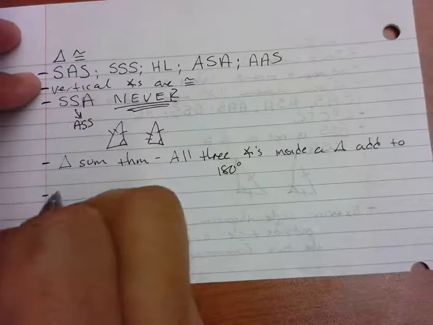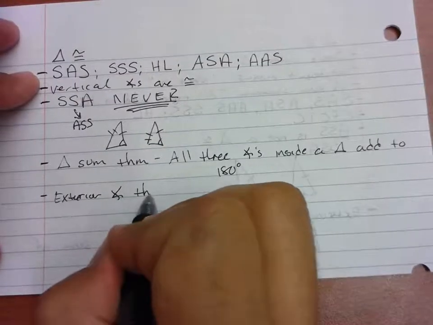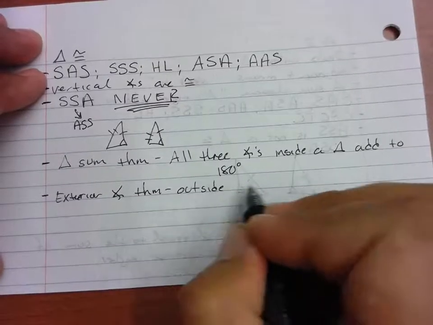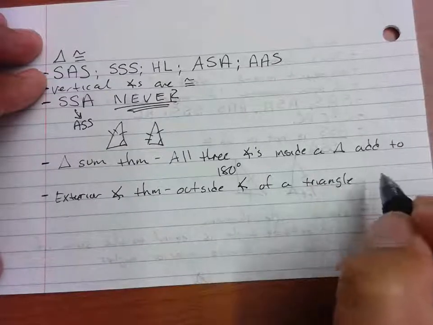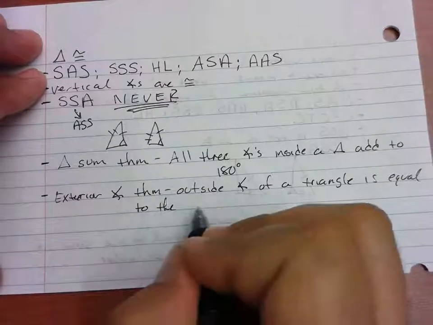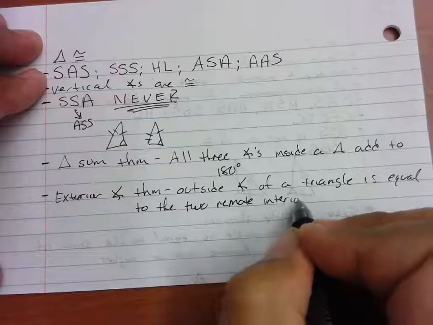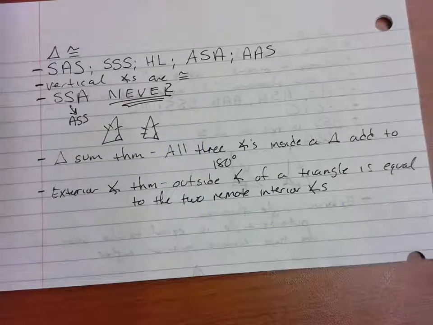Then you have the exterior angle theorem. That one says that the outside angle of a triangle is equal to the 2 remote interior angles. The 2 remote interior angles are the 2 angles that don't touch the outside.